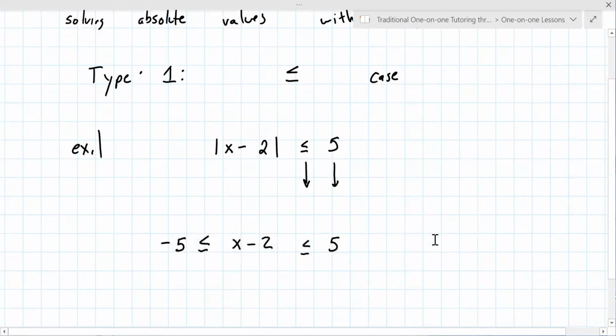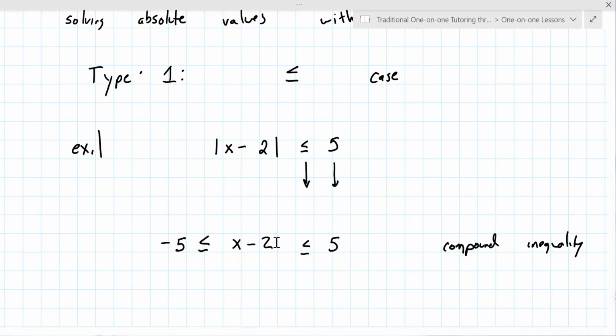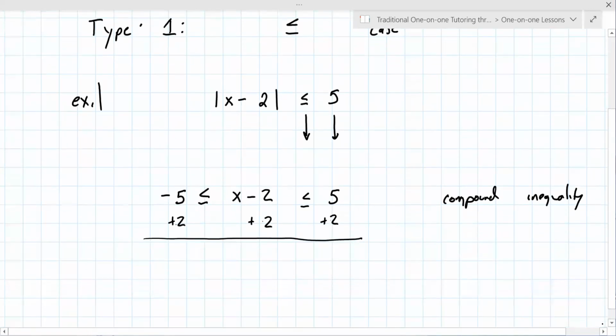Now we see this is called a compound inequality. Did you hear that word in class? The wording doesn't really matter, but I want to make sure you know what it is in case it interests you. Do you see how there's a 2 that's being subtracted here? To undo subtraction by 2, you're going to add 2, but notice I'm adding 2 in 3 places. So this becomes -3 less than or equal to x less than or equal to 7.